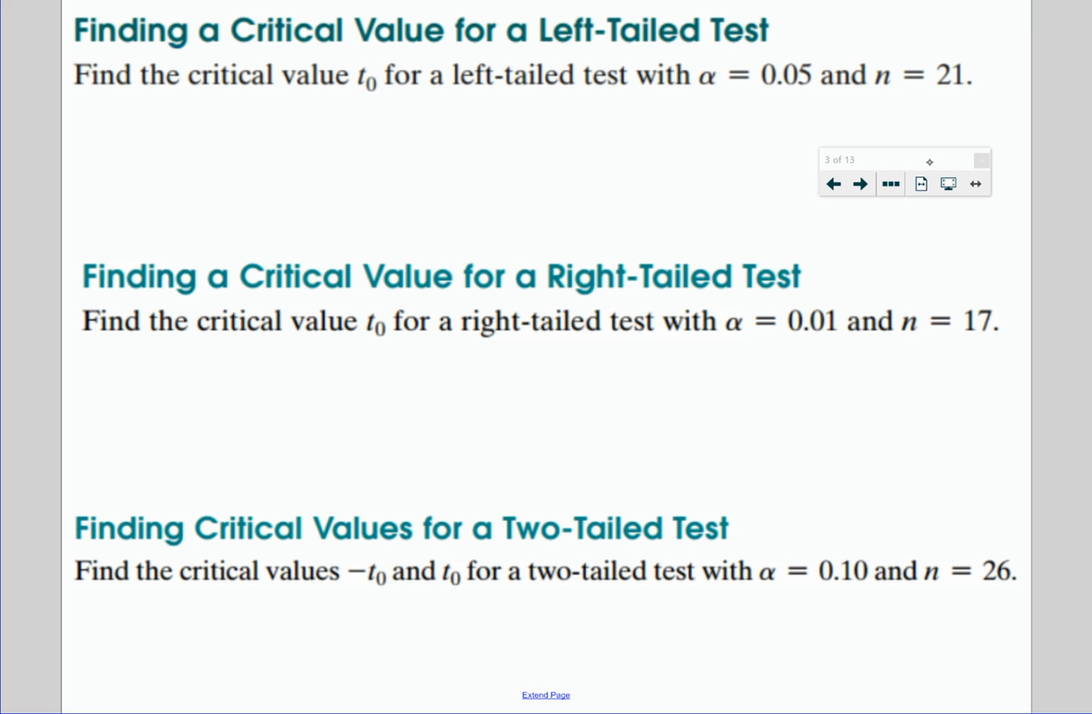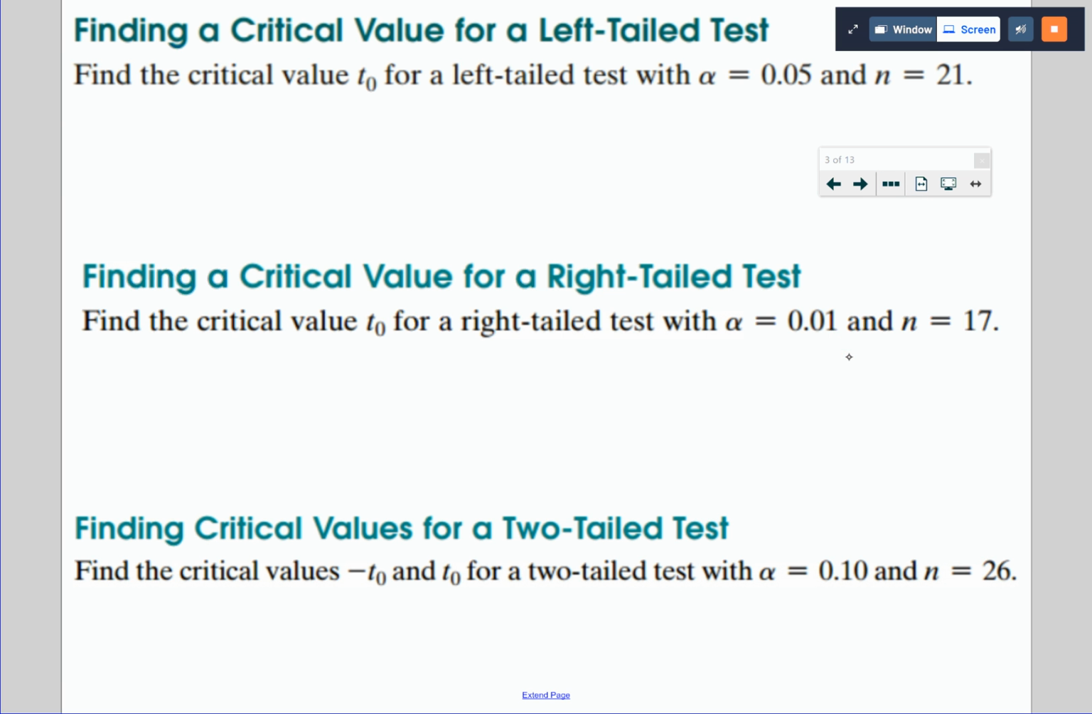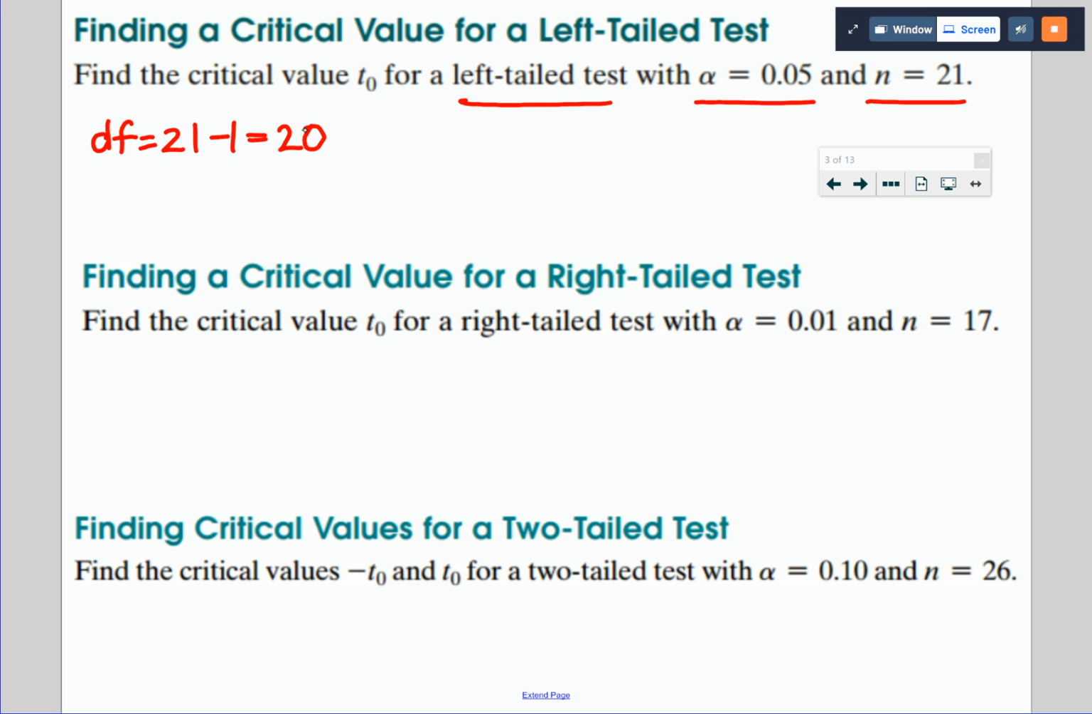So we're going to find the critical value. Remember in our standard normal table, they use a Z sub 0 or a Z null. Now we're going to use a T sub 0 or a T null for these. So what you want to know is if it's a left, right, or two-tail test. In this case it's a left tail test, our level of significance is 0.05 and our N is 21. So before you can do anything on the table, you're going to take that N and change it into degrees of freedom. So remember, degrees of freedom is your N minus 1, 21 minus 1 in this case, and that is 20.